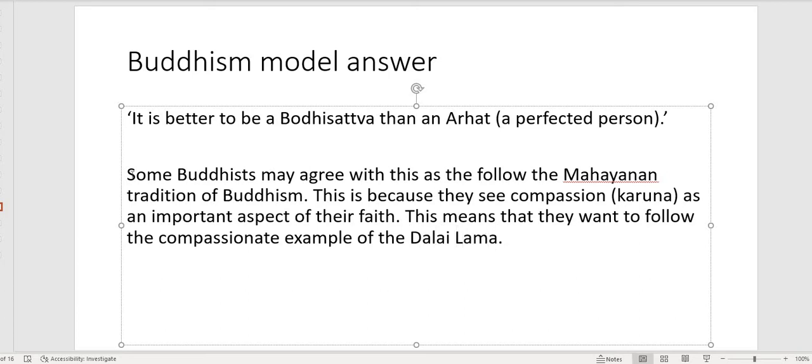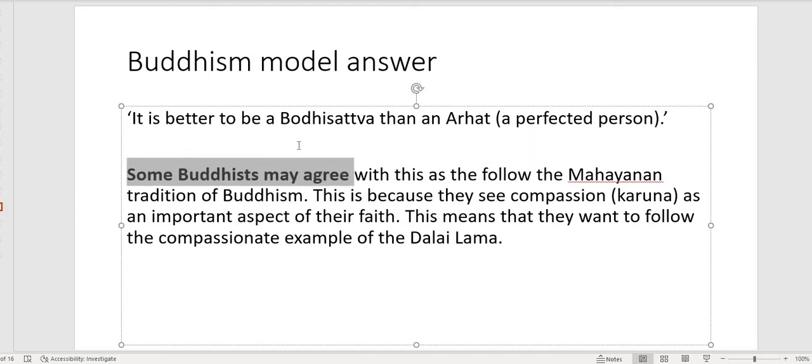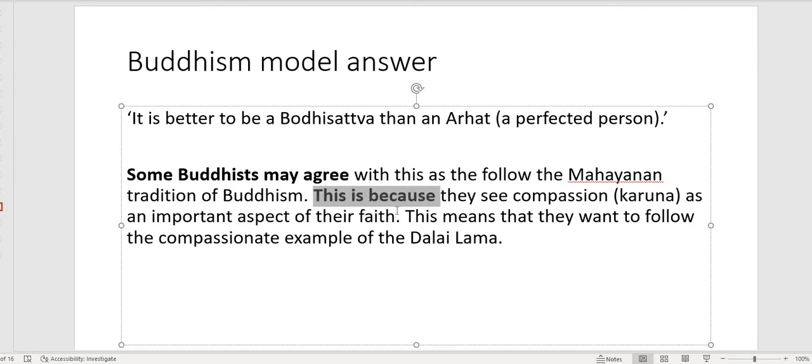Okay, let's review. Some Buddhists may agree. There's my sentence starter. This is because, keyword, this means that, linked back to the question, and I've used the Dalai Lama. Alright, so what do I do? So I've given a support. How do I give an oppose? I need a connective. Let's say on the other hand, or although. What's another one? I'm going to put however.